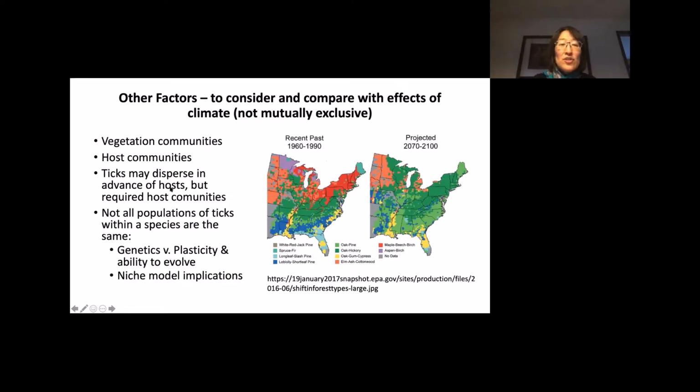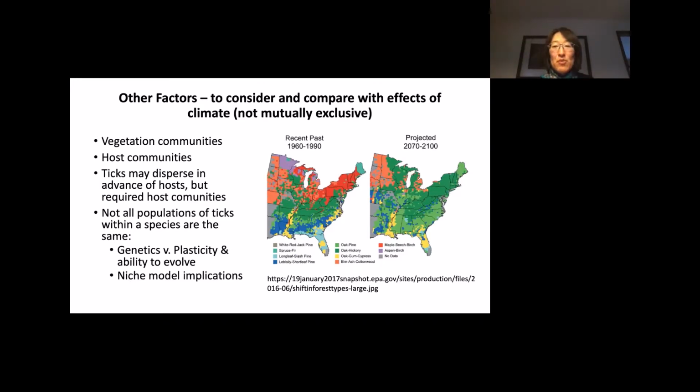And also ticks may disperse to places because they're doing well with the warmer climates. But if they get to a place and there are no hosts, or they're the wrong hosts, then they're not really going to spread. And so, for instance, we get tropical ticks that are brought up by birds all the time.